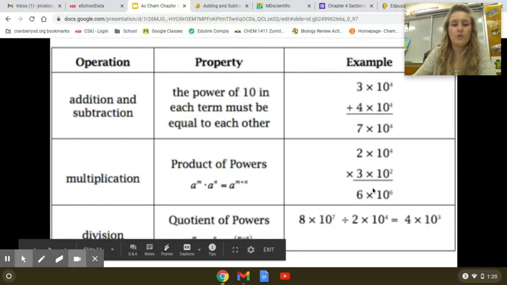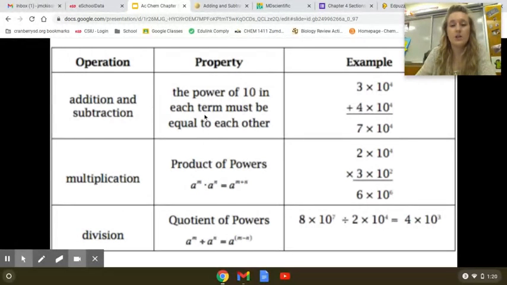Okay, so remember, when we're adding and subtracting, exponents need to match, and you're going to move the decimal place to make them match. Then you can add them, and then you keep that exponent that was matched.